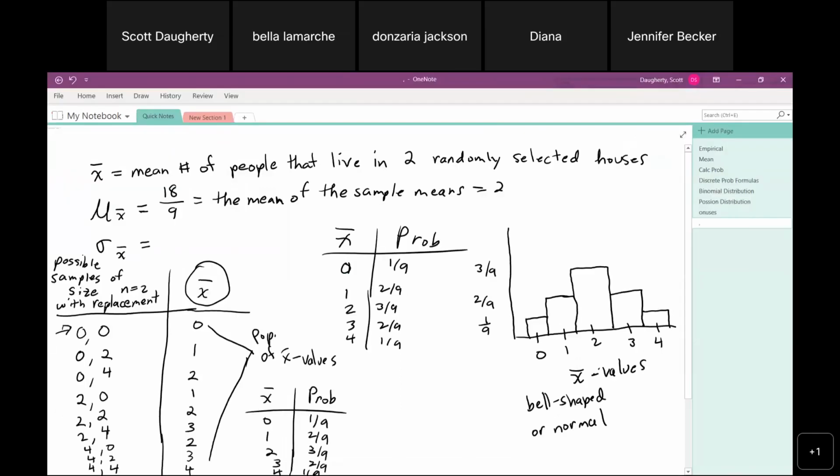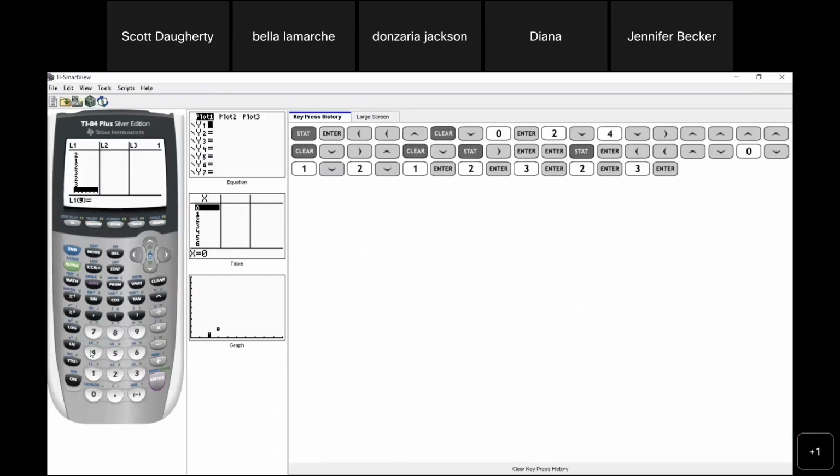And then it goes 3, 4. Okay, so that's the list of X bar values. Now I'm going to go to stat, and then calculate, again, one variable statistics. You can see the average of those numbers is still 2. So that's my mu sub X bar. And then if I scroll down, this is a population of all 9 X bar values.